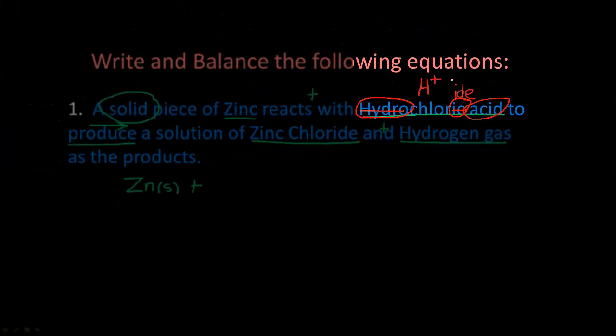So I'm going to put this over here. You have your H plus and your Cl minus. This 1 goes down by the H to make an H, and this 1 goes down by the Cl to make a Cl. We never write our 1s. So that is our formula for hydrochloric acid.